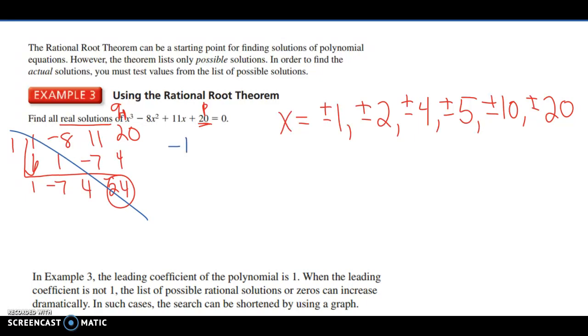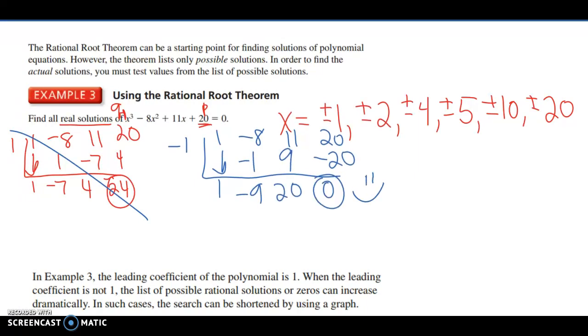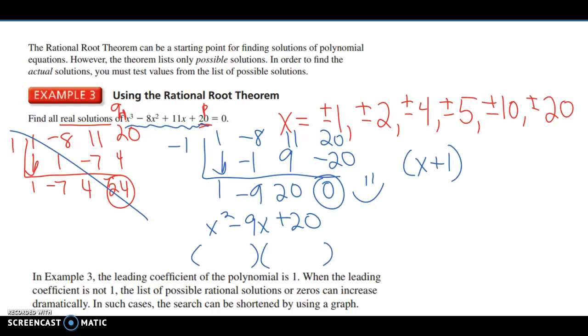So I'm going to try negative 1. Now I set up synthetic division for negative 1. Bring down the 1 and go ahead and start that. You should get 0 as your remainder, so that means negative 1 is a factor, which means x plus 1 is a factor of this polynomial. And then what's left over? x squared minus 9x plus 20. Can we factor that? What two numbers multiply to 20 and add to negative 9? It's x minus 4 and x minus 5.